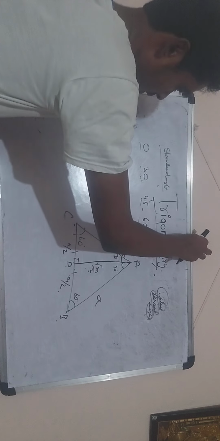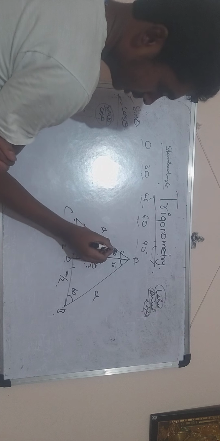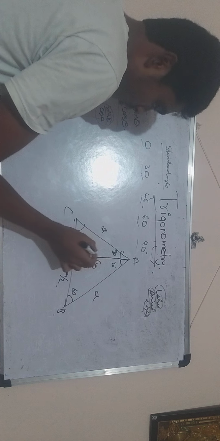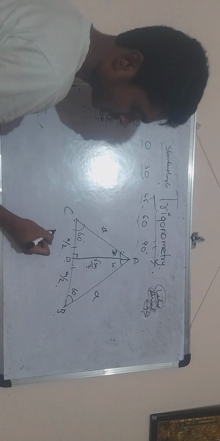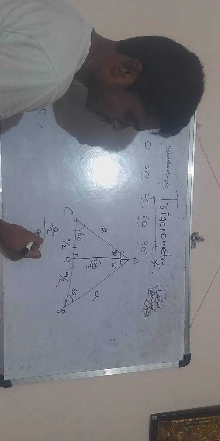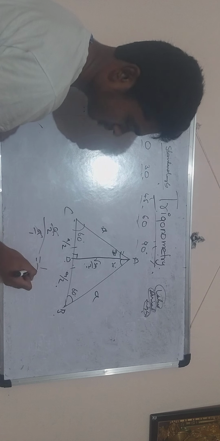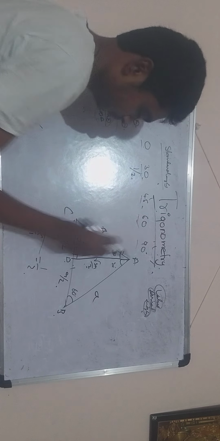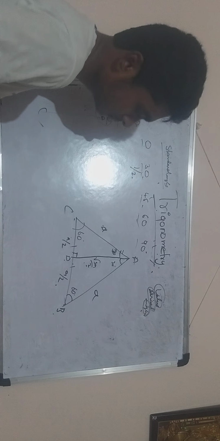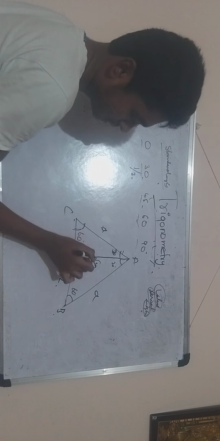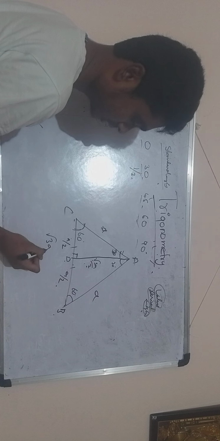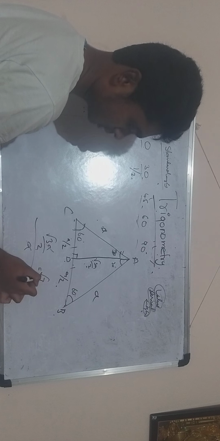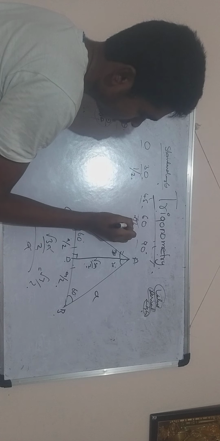What's sine 30? It's opposite by hypotenuse. In the case of 30 degrees here, let us take opposite as A by 2 and hypotenuse as A. It's going to be 1 by 2. So sine 30 is 1 by 2. And similarly, sine 60: this is going to be the opposite side, root 3A by 2, by hypotenuse, which is A. It's going to be root 3 by 2.